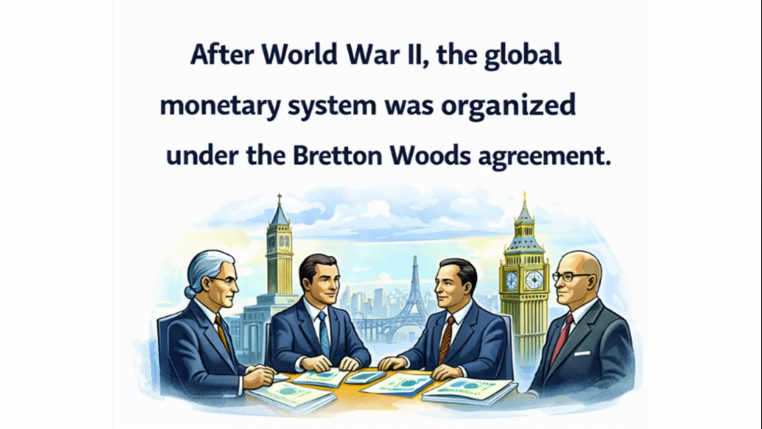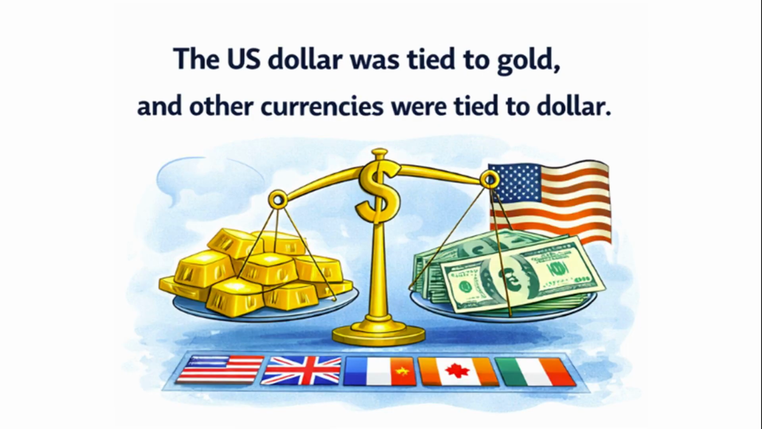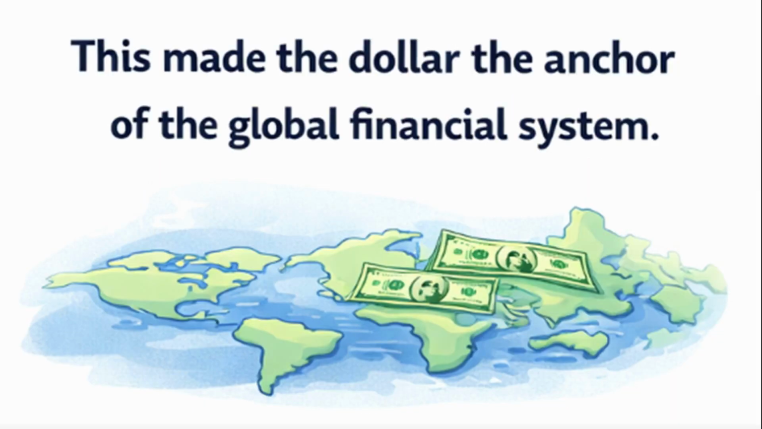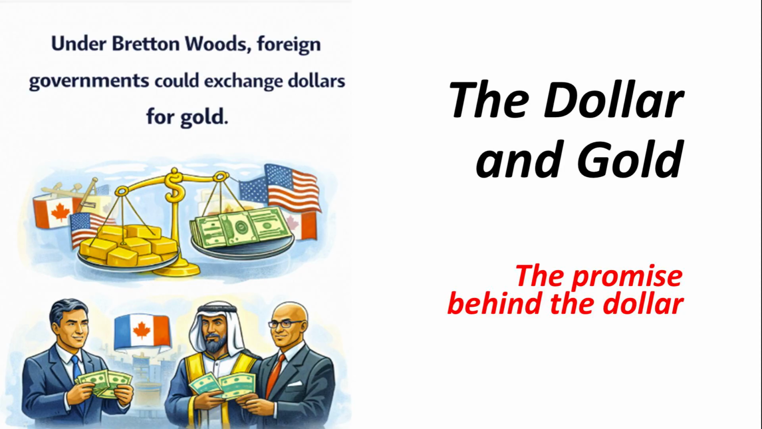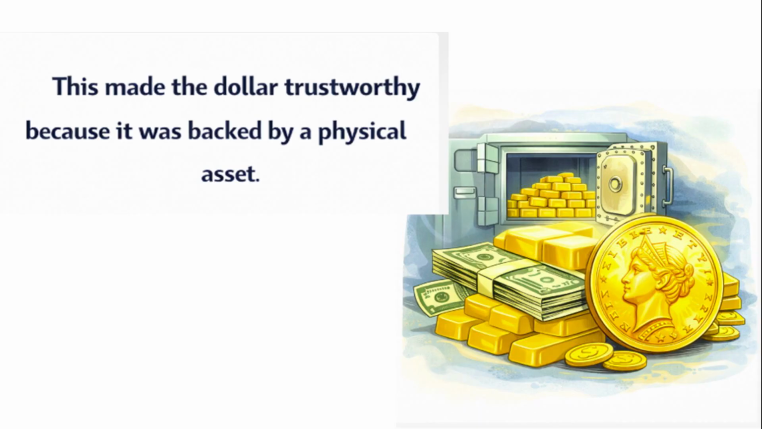After World War II, the global monetary system was organized under the Bretton Woods Agreement. The US dollar was tied to gold, and other currencies were tied to the dollar. This made the dollar the anchor of the global financial system. Under Bretton Woods, foreign governments could exchange dollars for gold. This made the dollar trustworthy because it was backed by a physical asset.